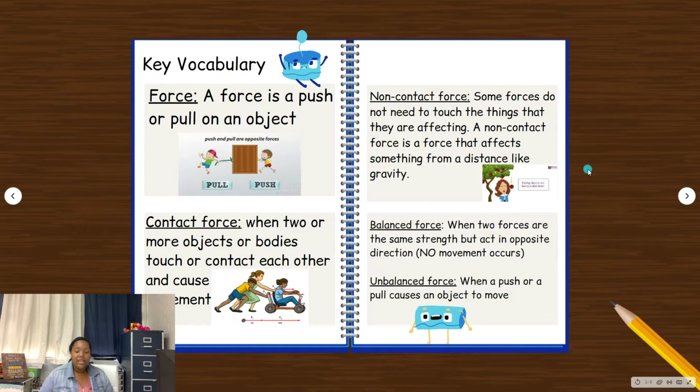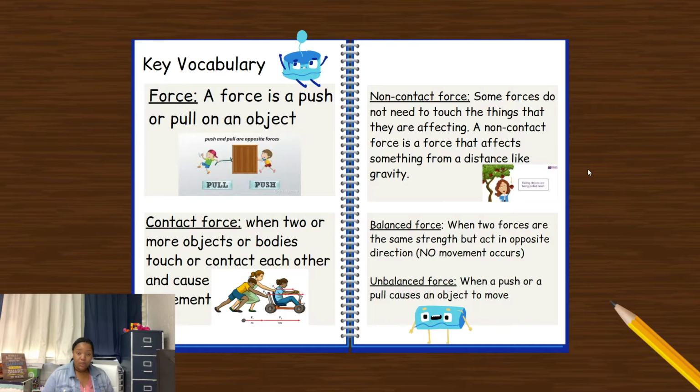So before we get into our lesson, I want to focus on 5 key terms that are going to be really important to us. We're going to see some of them in our passages. We're going to hear some of them in our videos. So it's really important that we have a strong understanding of what these words mean.